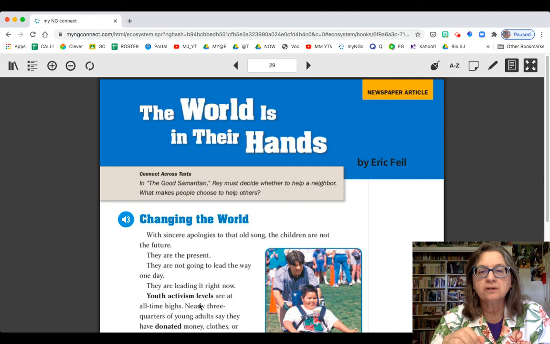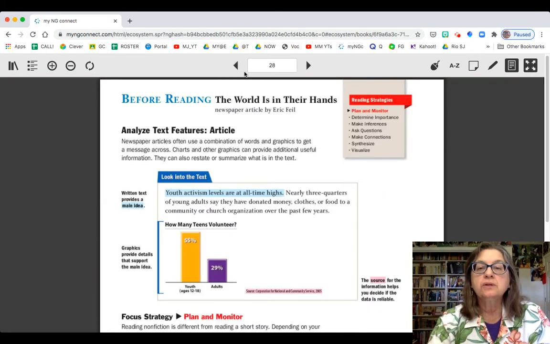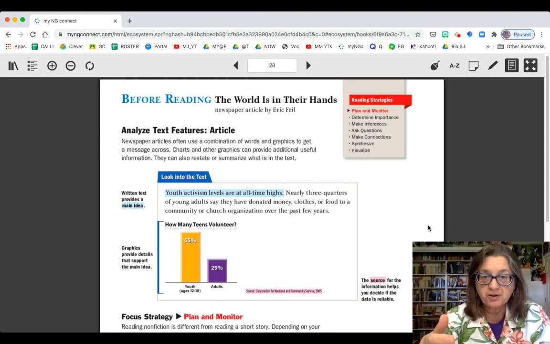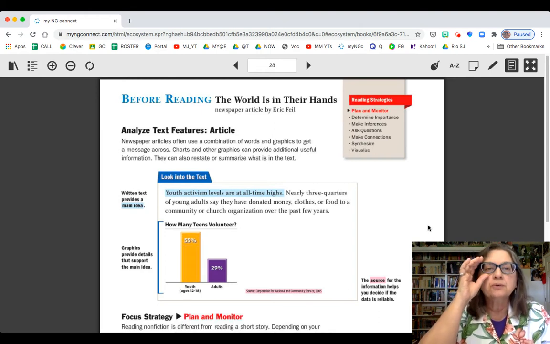This article is called The World is in Their Hands. And it is an article. The other one was a short story, but this is a news article. So let me go back a page to look at certain things that we need to keep in mind as we're reading a newspaper article as opposed to a short story.